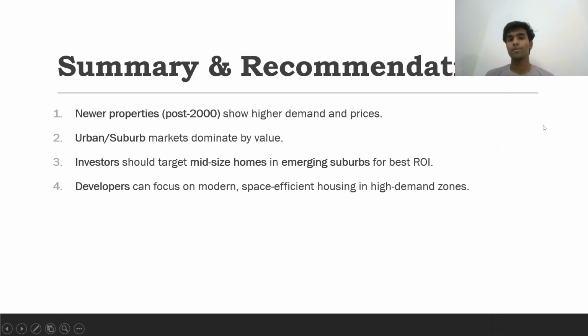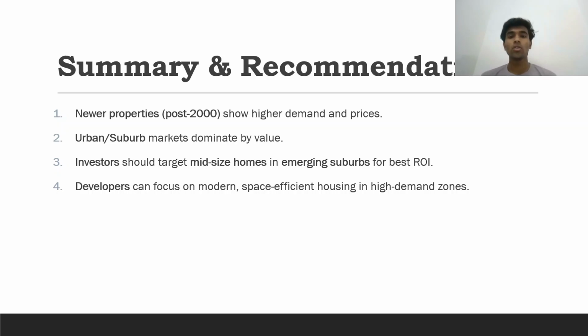Before analyzing the summary and the recommendations, I would first mention some market behaviors and demand insights. When we look at property age and demand, a clear pattern emerges. Newer properties, especially those built after 2000, show noticeably higher demand and stronger prices. Buyers are increasingly prioritizing modern architecture, smart home features, and energy efficiency. Urban and suburban markets dominate in terms of both value and volume, while rural properties remain niche but stable. This reflects Dubai's continuous expansion in planned suburban communities that balance comfort, connectivity, and cost.